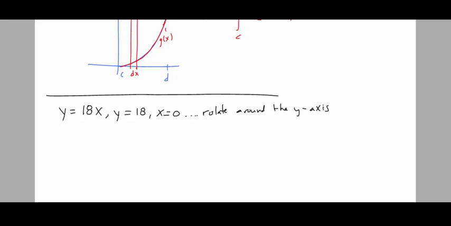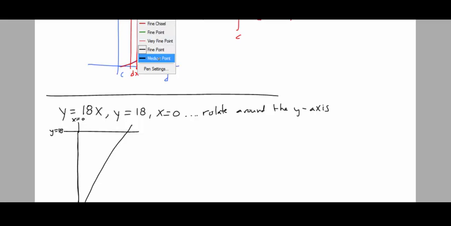Okay, so y equals 18x. That's a very steep line going through the origin with a slope of 18. y equals 18 is a horizontal line going through 18 on the y-axis, and then x equals 0 is our y-axis. It's this vertical line right here. So this triangle is the shape that I'm going to rotate. Now we're going to rotate this about the y-axis.